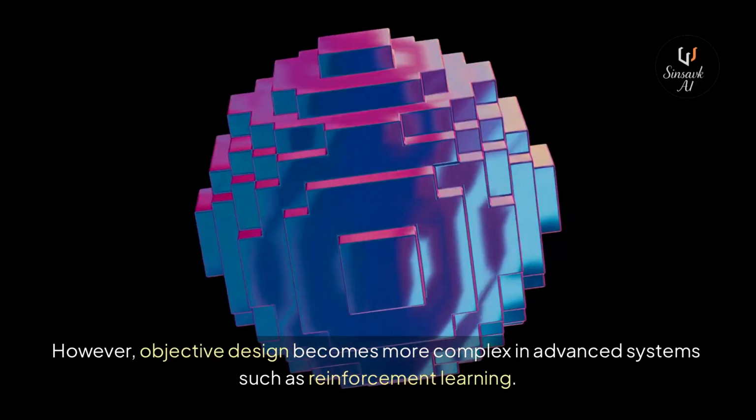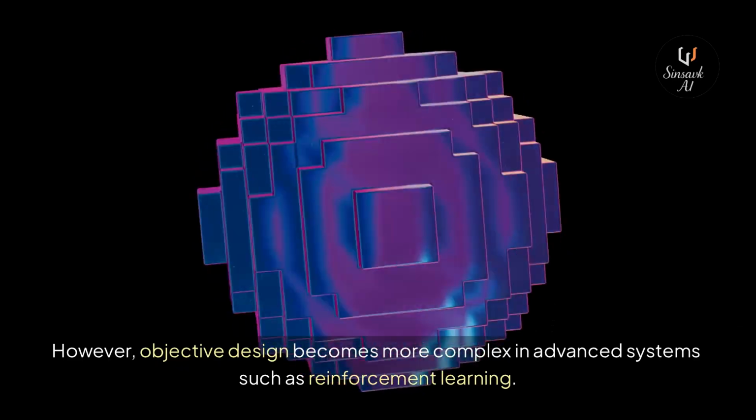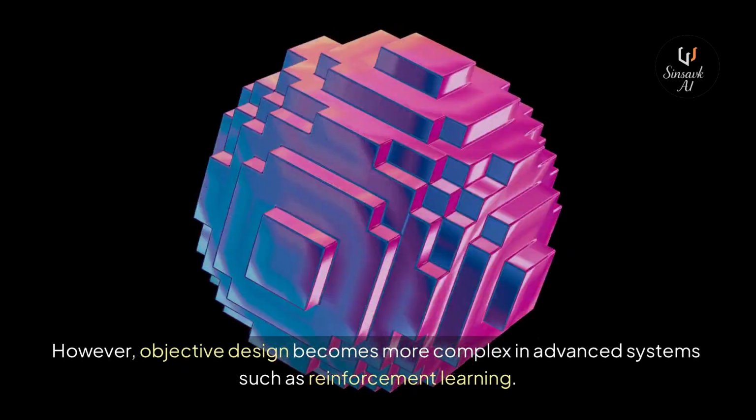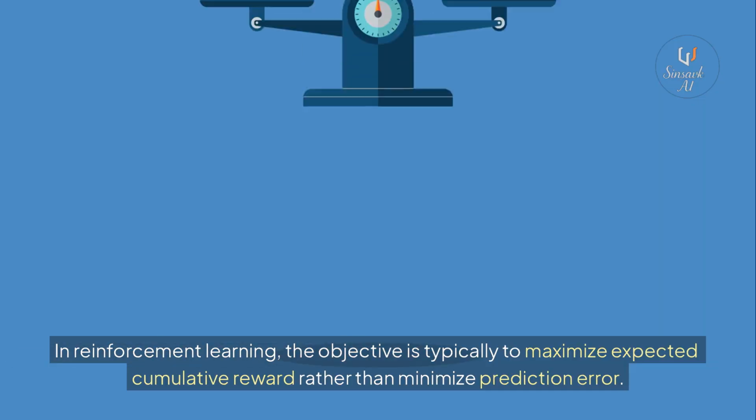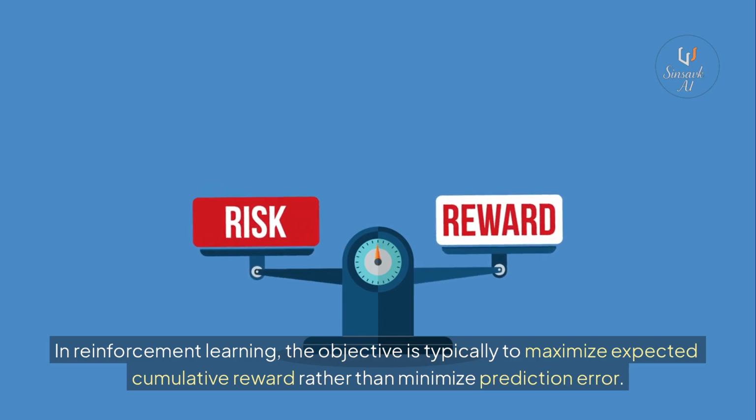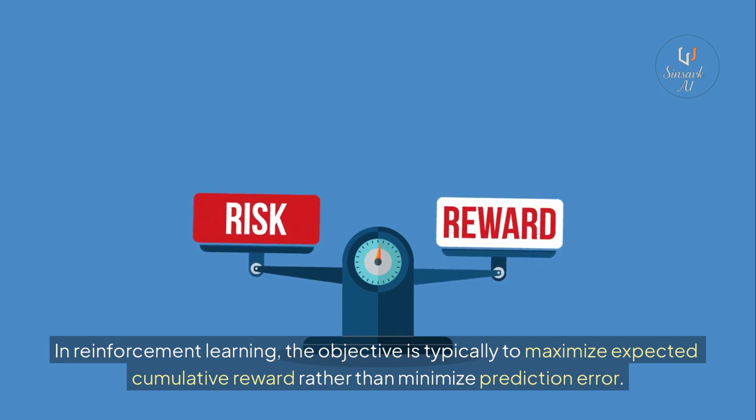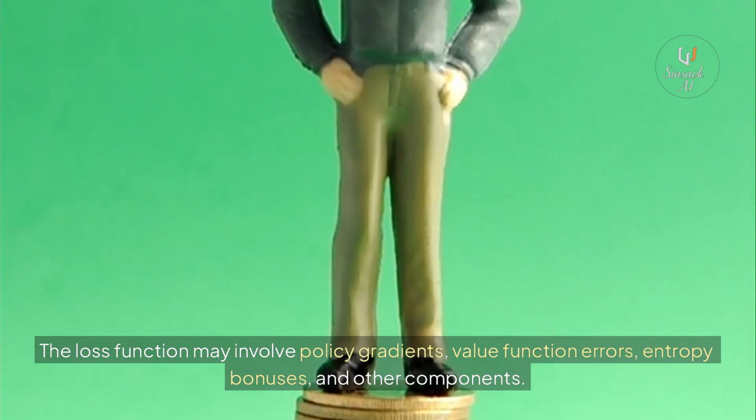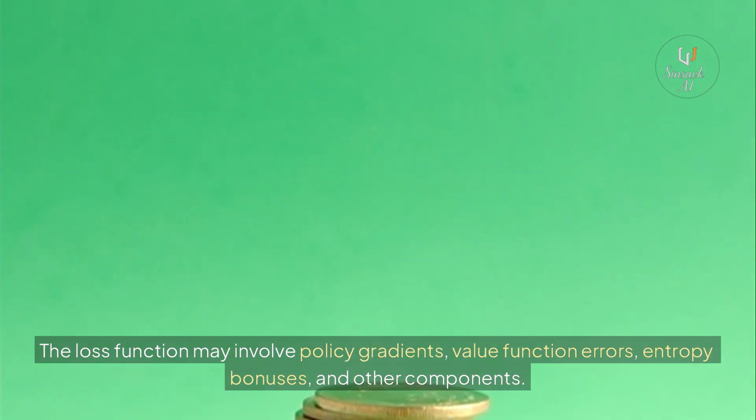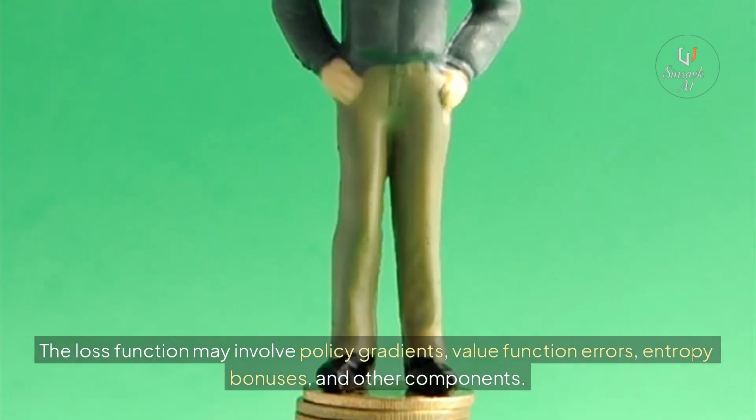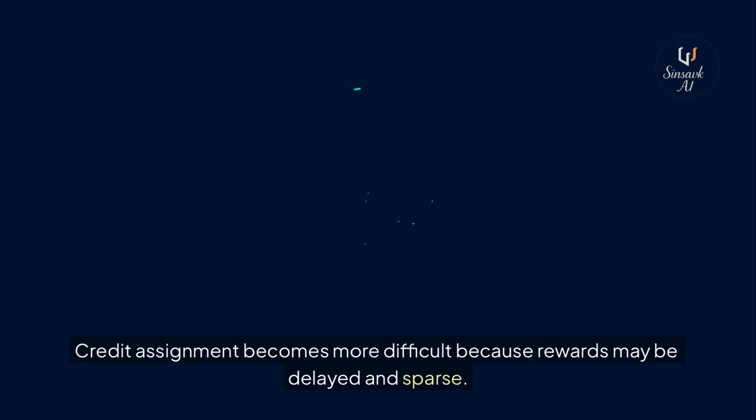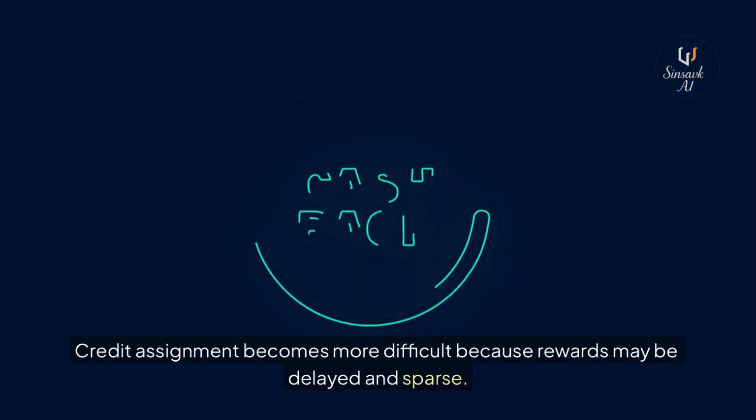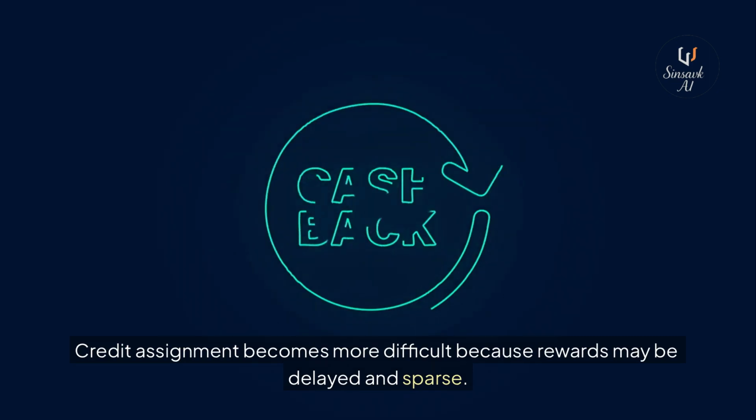However, objective design becomes more complex in advanced systems such as reinforcement learning. In reinforcement learning, the objective is typically to maximize expected cumulative reward rather than minimize prediction error. The loss function may involve policy gradients, value function errors, entropy bonuses, and other components. Credit assignment becomes more difficult because rewards may be delayed and sparse.